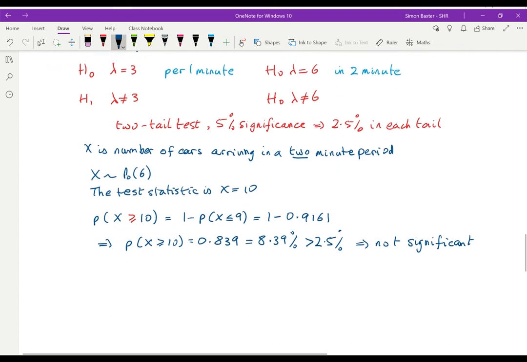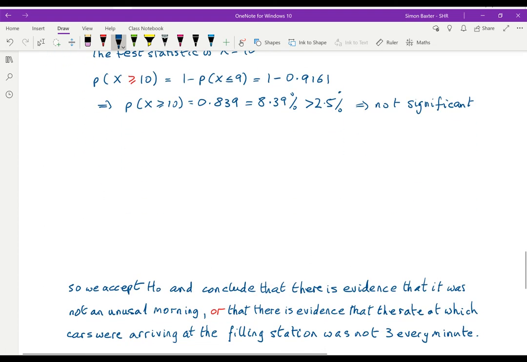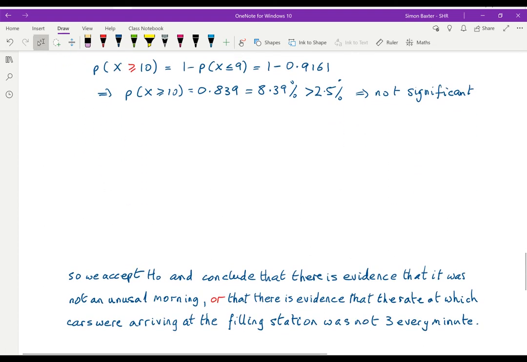This means that we can accept the hypothesis H0 and conclude that there is evidence that it was not an unusual morning, or that there is evidence that the rate at which the cars were arriving at the filling station was not 3 every minute. 8.39% is bigger than 2.5%. That means your figure x equals 10 cannot lie in the 2.5% area. You need to be able to understand that easily.